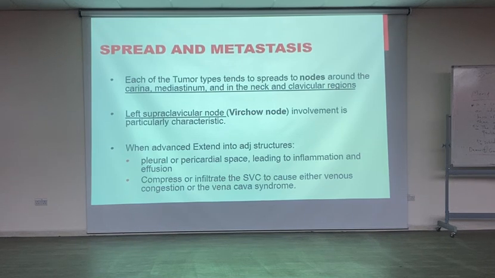As I told you, this disease can become advanced and spread to the lymph nodes, and also it may cause distant metastasis. So it may involve the pleural or pericardial space, and this will result in inflammation, pericardial or pleural effusion. The tumor may grow large, causing compression or infiltration of the superior vena cava.